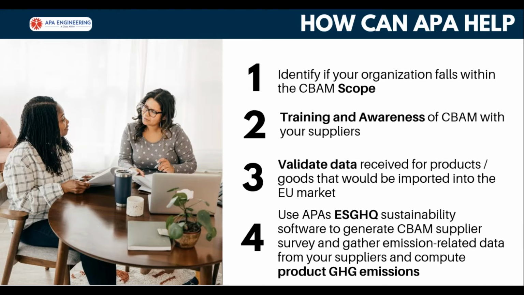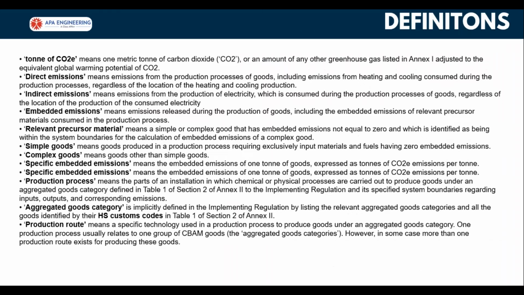We can help you identify your CBAM scope, whether you fall within the CBAM scope, help you with training and awareness, and validate your data. We can also catch up with your manufacturing units or facilities, and help them give you the right data if you are going to be an importer or a declarant into the EU. And we also have a software platform where we can send surveys to suppliers to gather the data and make your life easier. So this is how APA can help.